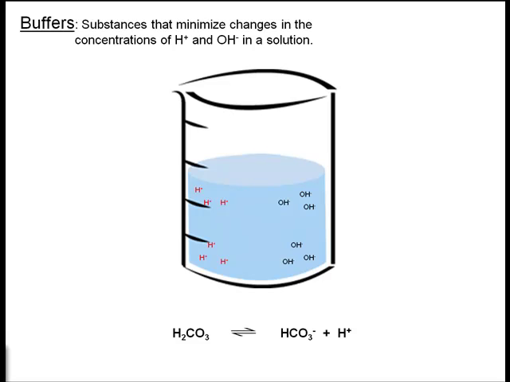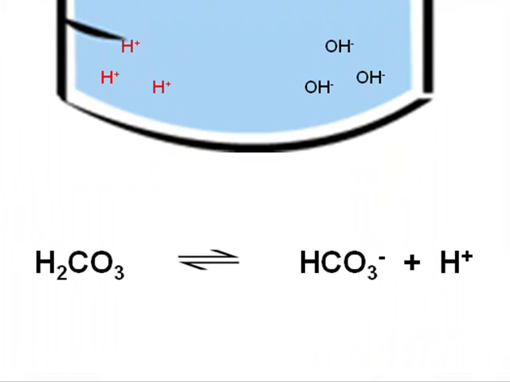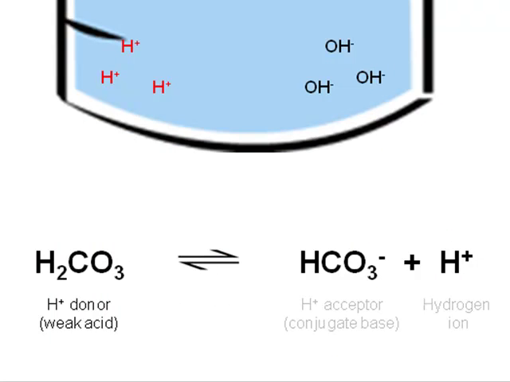Buffers are substances that minimize change in the concentration of protons and hydroxide ions. All that means, really, is that buffers prevent change in pH. At the bottom of the screen is an example of a buffer. Buffers are made up of a weak acid, which is a proton donor, and its conjugate base, which is a proton acceptor. And this equation will run in both directions to prevent dramatic changes in pH.